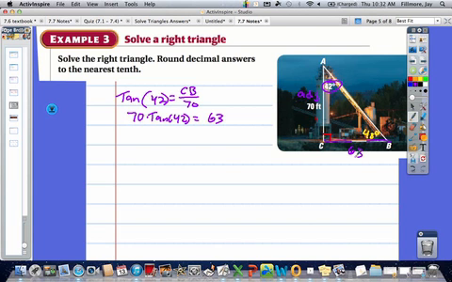Now, I could use sine or cosine to find my missing side, or more simply, I can use the Pythagorean theorem. 70 squared plus 63 squared should equal AB squared. And if I solve for it, simplify, and take the square root, I end up with approximately 94.2 for the length of AB, and that's in feet.